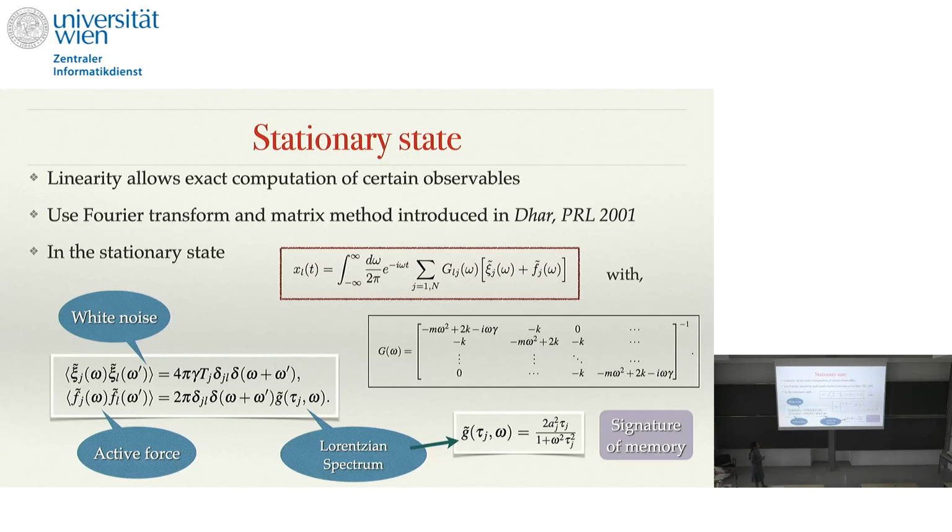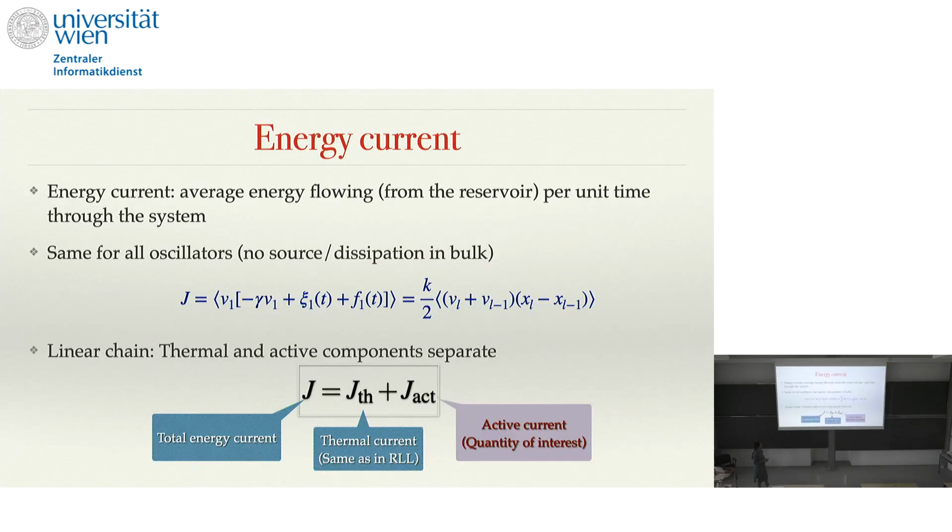So the spectrum of the active noise is actually Lorentzian. For thermal noise, we just have a flat spectrum. It doesn't depend on the frequency. In this case, we have this noise correlation in the frequency space, which is a Lorentzian. So it has a certain width given by the activity of the reservoir. And we expect to see the signature of this memory in the current and other quantities also.